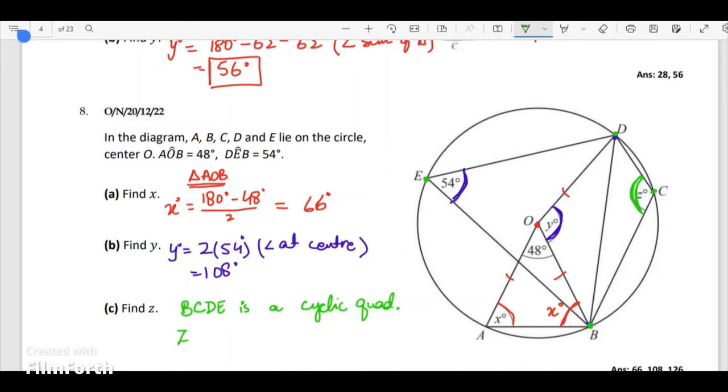So z degrees would be equal to 180 degrees minus 54 degrees. Why? Because in a cyclic quadrilateral, the opposite angles are supplementary, or they add up to 180 degrees. So the answer would be 126 degrees. Here you go, we have got all three answers right here.